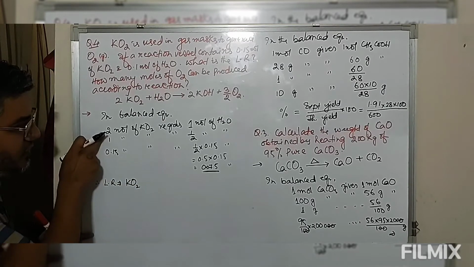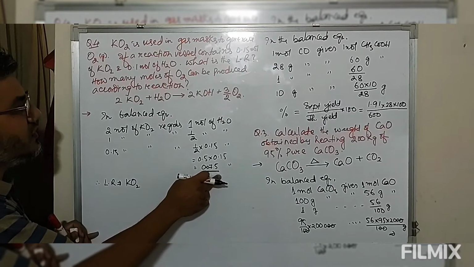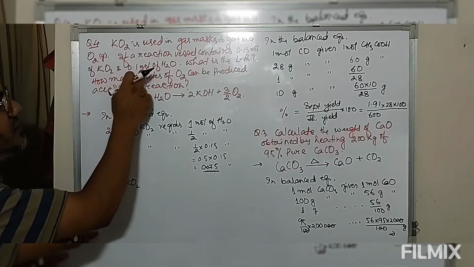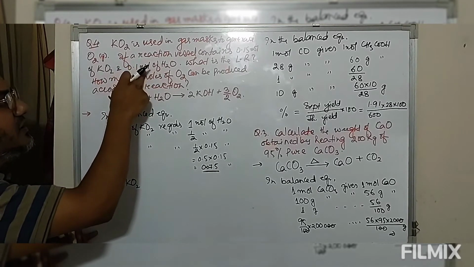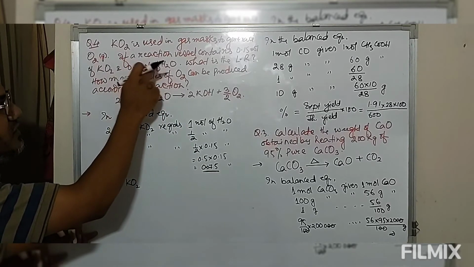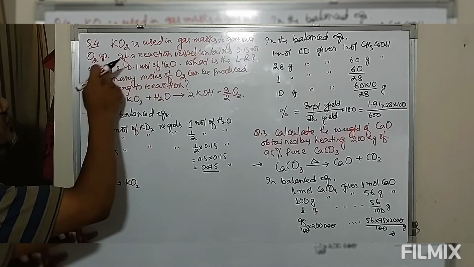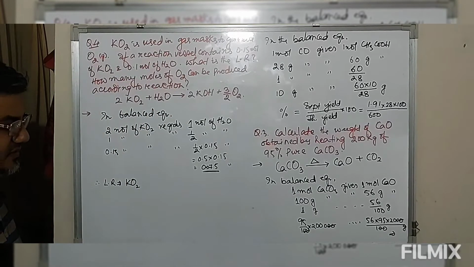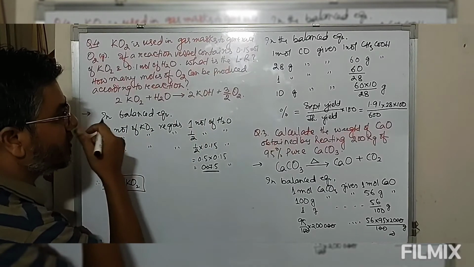For this 2 mole, the requirement is 0.075 moles of water, but actually how many moles of water is present? 0.1 mole of water is already present in the reaction mixture. So the requirement is less than the amount present, so therefore this water is present in excess. If water is present in the excess quantity, then KO2 will be your limiting reagent. So once we have this limiting reagent, we can easily define what is the quantity of product that could be formed.